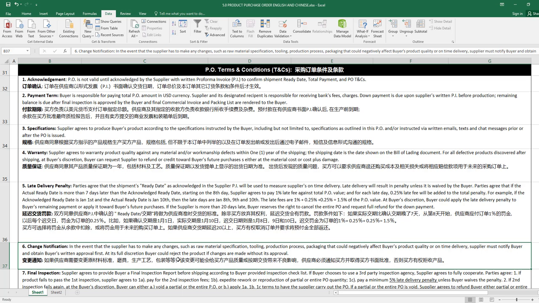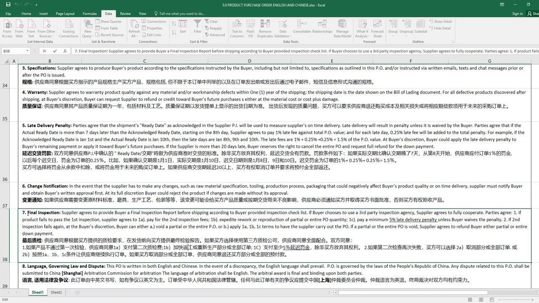This is specified in the purchase order as a terms and condition. If they don't tell you and your product quality is affected or on-time delivery is affected, you have the right. It's your discretion to reject the product if you don't know anything about the changes.